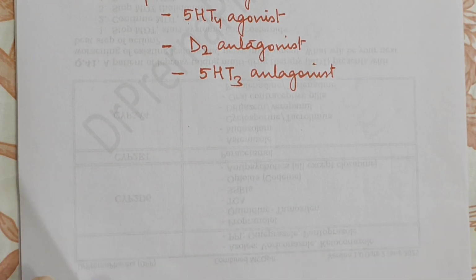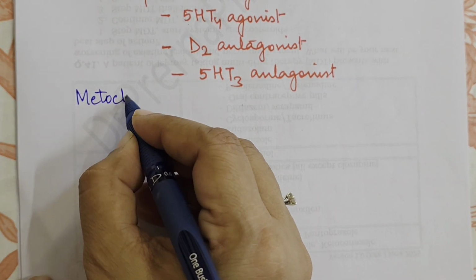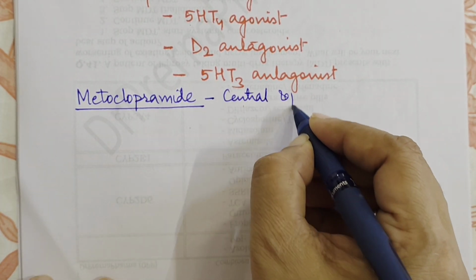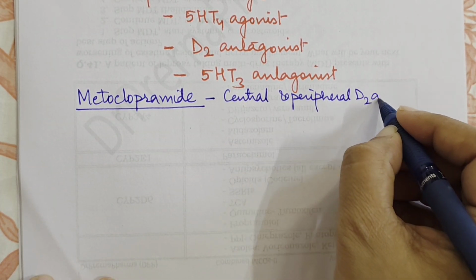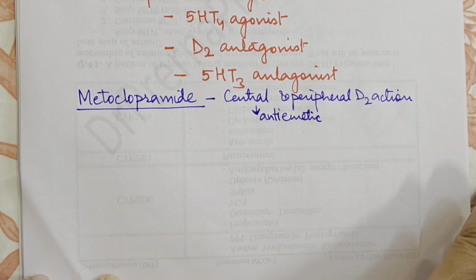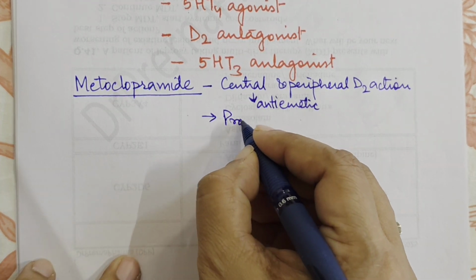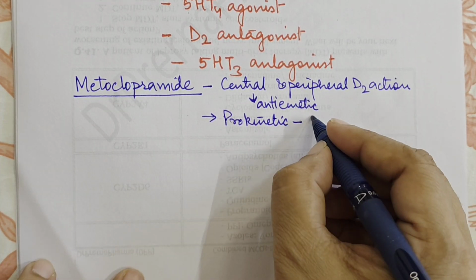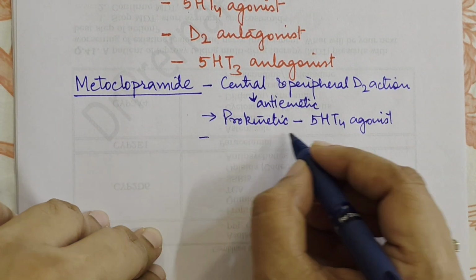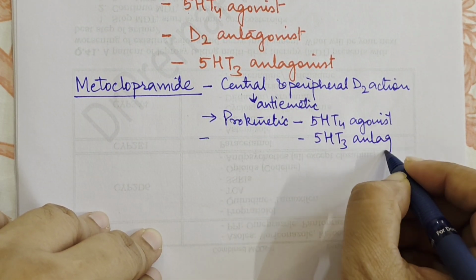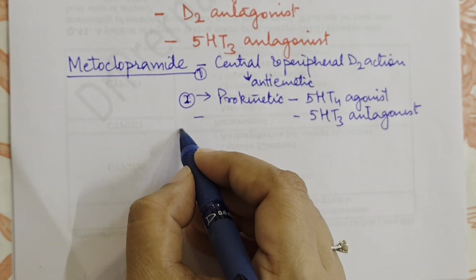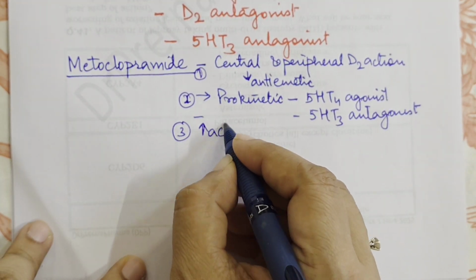So let us see the drugs one by one. Now, the first drug that we are going to study is metoclopramide. Okay, this is a very famous prokinetic drug. It has got a central and peripheral D2 action, and by the central action it produces an antiemetic effect. Why does it have prokinetic action? It has prokinetic action because it is a 5-HT4 agonist, and it is also a 5-HT3 antagonist. Okay, these are the two actions. Then it has got a third action, that is it increases acetylcholine.